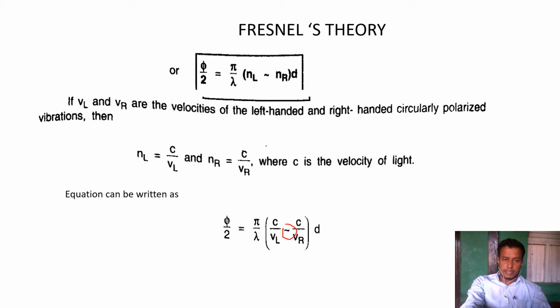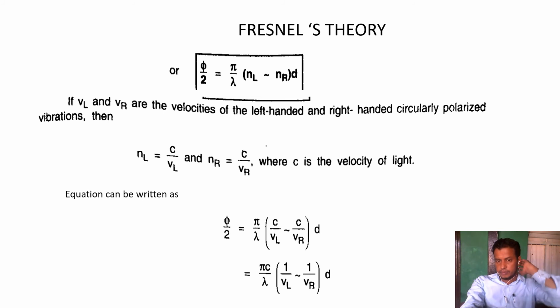The difference term decides which one has the higher value, and which velocity is higher, lower, or equal. When they are equal, what happens, we will see in the next slide. Then we take c as common outside, that is pi c by lambda times 1 by v_L minus 1 by v_R, times d, is equal to pi by 2.